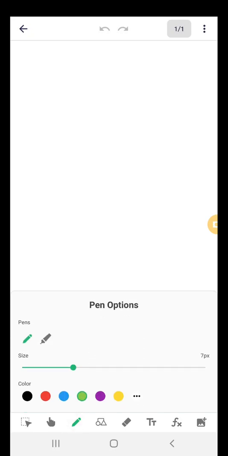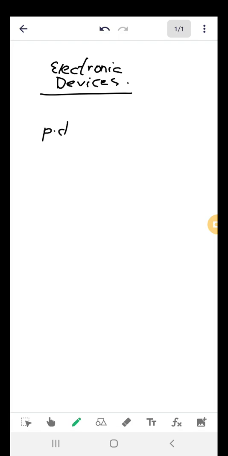Hello students, so in this lecture we will start discussing some fundamentals of electronic devices. We will first start our discussion with something called a P-channel MOSFET. Now, P-channel MOSFET is a metal oxide semiconductor field effect transistor.